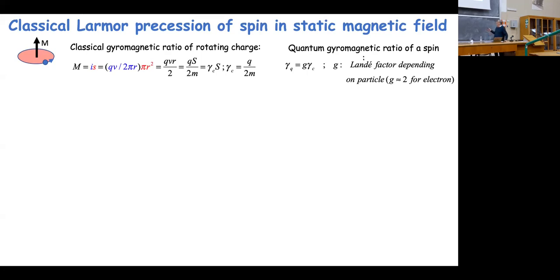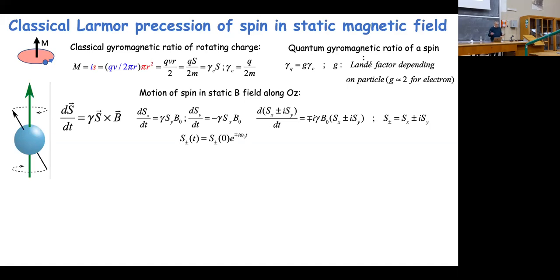Here, I remind you this formula, which comes from Ampere, the fact that a current loop gives rise to a magnetic moment, which is equal to the current times the surface of the loop. And if you put the figures here, you find, again, that the ratio between the angular momentum and the magnetic moment is Q over 2m. So classically, you find this Q over 2m value. And I remind you here that according to Dirac, you have twice this value in the case of the spin, which is not a classical variable.